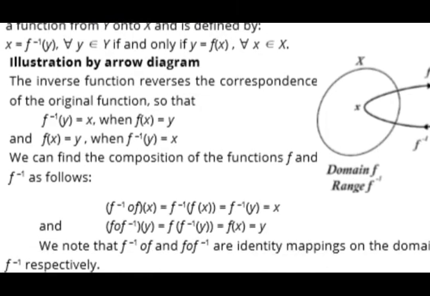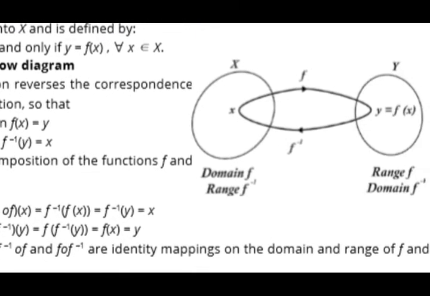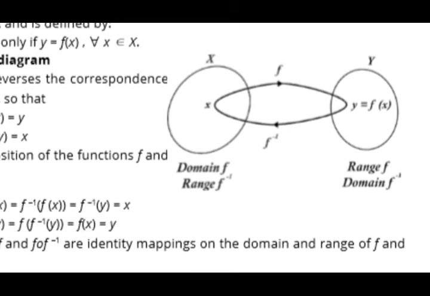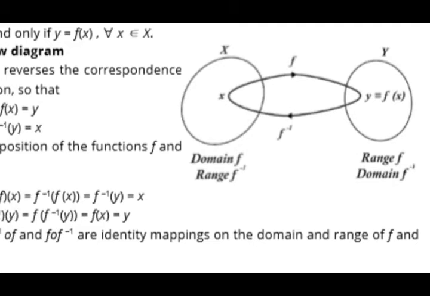Now in my arrow diagram, we have x and its image y is equal to f of x. The domain of f is called the range of f inverse, and the range of f is called the domain of f inverse.